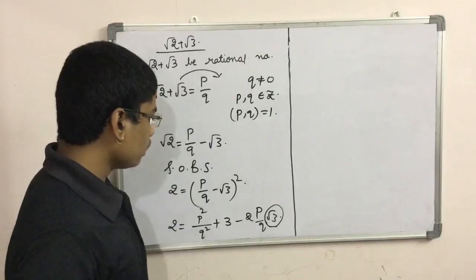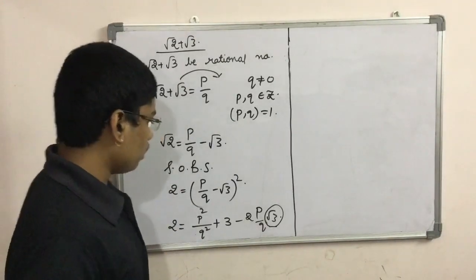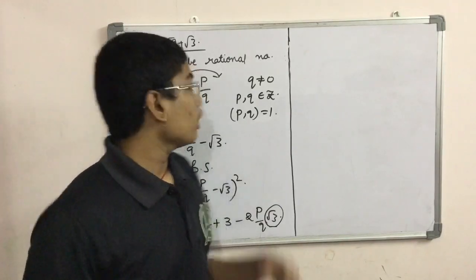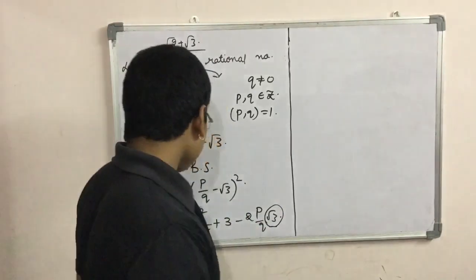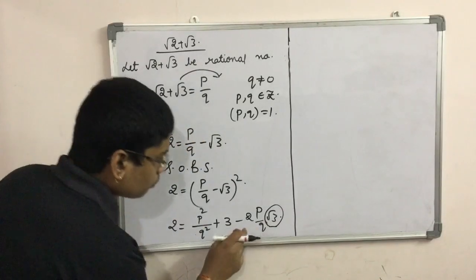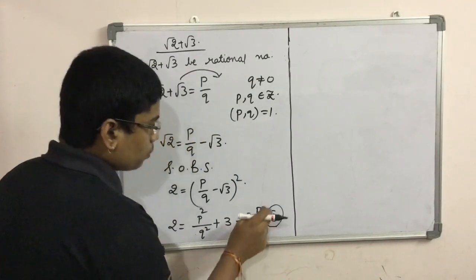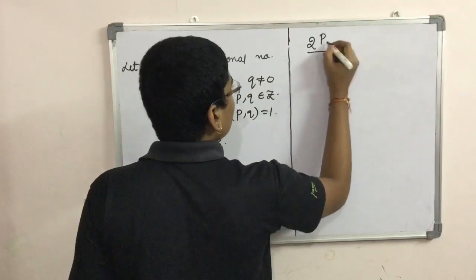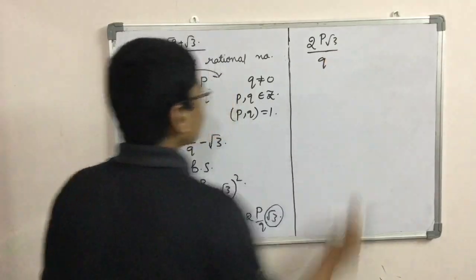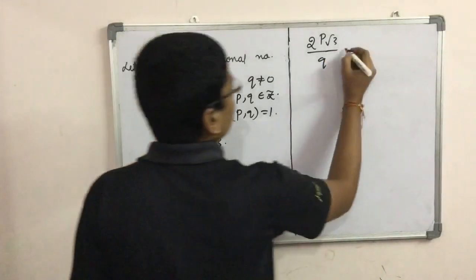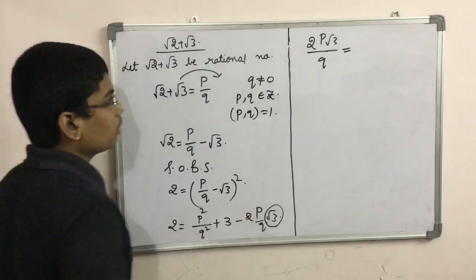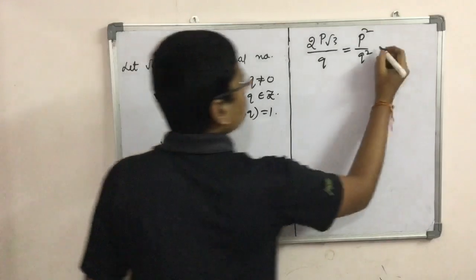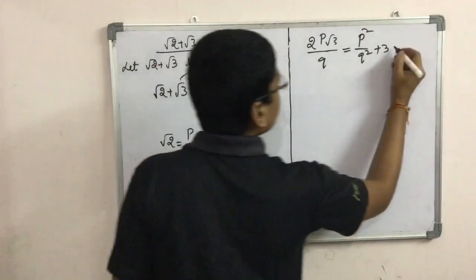of the numbers such that we get that root 3 is irrational, and according to some properties we will contradict our statement saying that the assumed number is irrational. Now we will send −2(p/q)√3 to the other side. It will become 2p√3/q is equal to, we will send 2 to the other side, then it will become p²/q² + 3 − 2.